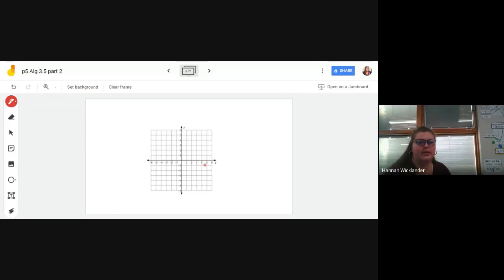Okay, so now I'm going to graph a line for you guys, and then we're going to find the slope and the y-intercept given the graph. So this is what you guys are going to be doing for your homework. You're going to be using Jamboard like I am right now, and you'll be given an equation and a graph.